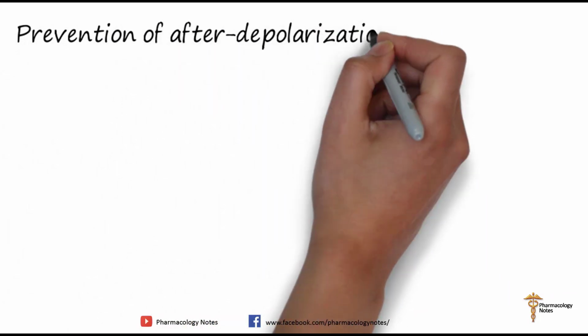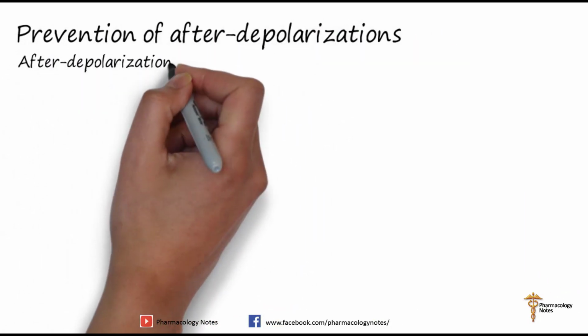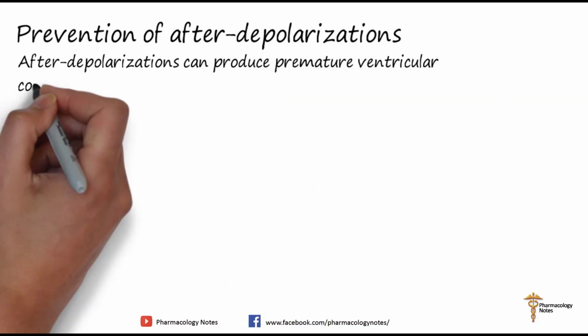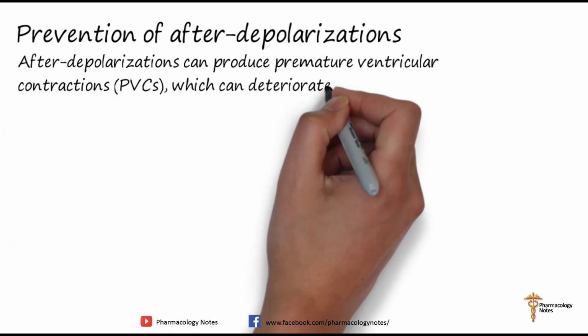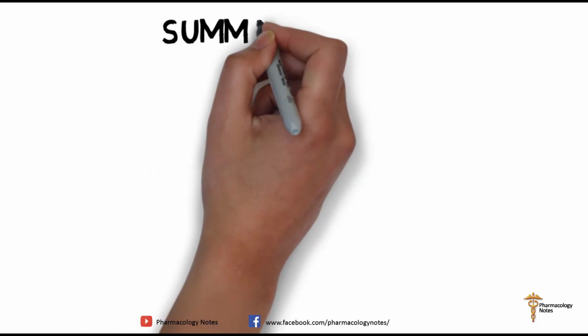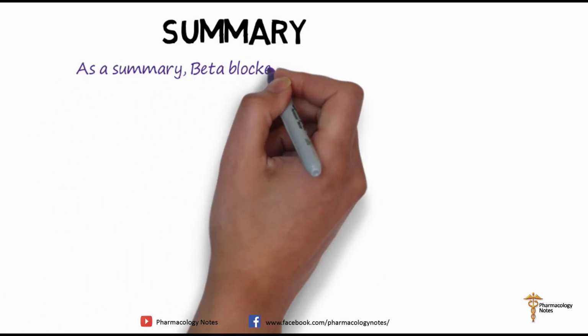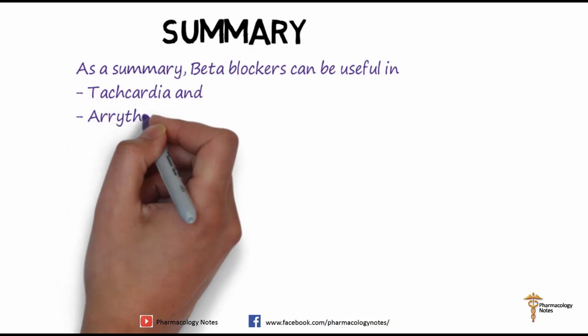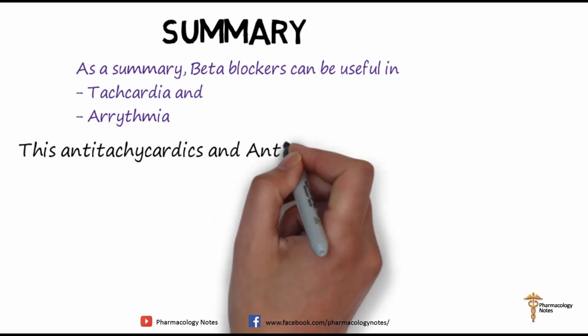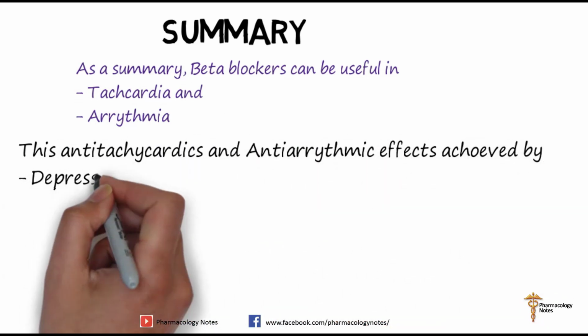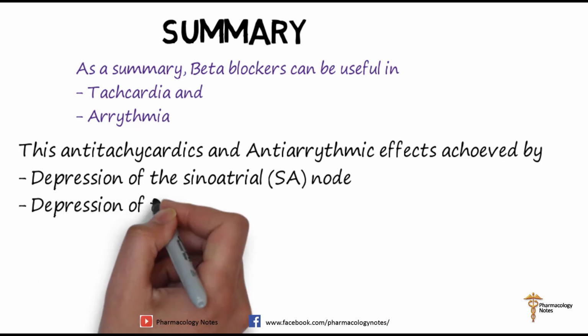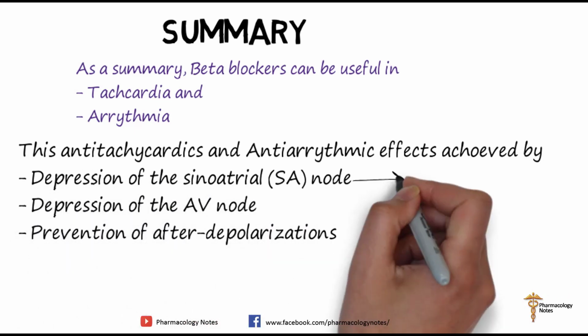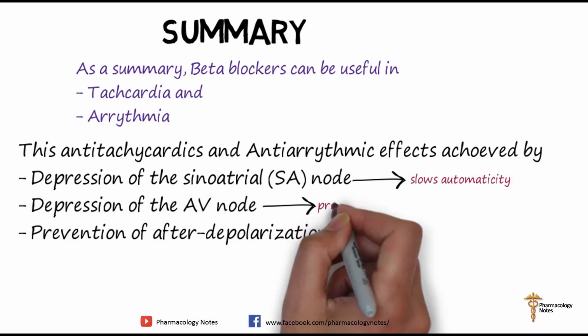Prevention of after-depolarization, which can produce premature ventricular contractions that can deteriorate into ventricular tachycardia or ventricular fibrillation. So in summary, beta blockers can be useful in tachycardia and arrhythmia. These antiarrhythmic effects are achieved by depression of the SA node, which slows automaticity, depression of the AV node via prolonging the refractory period, and prevention of after-depolarization. I hope this makes sense.